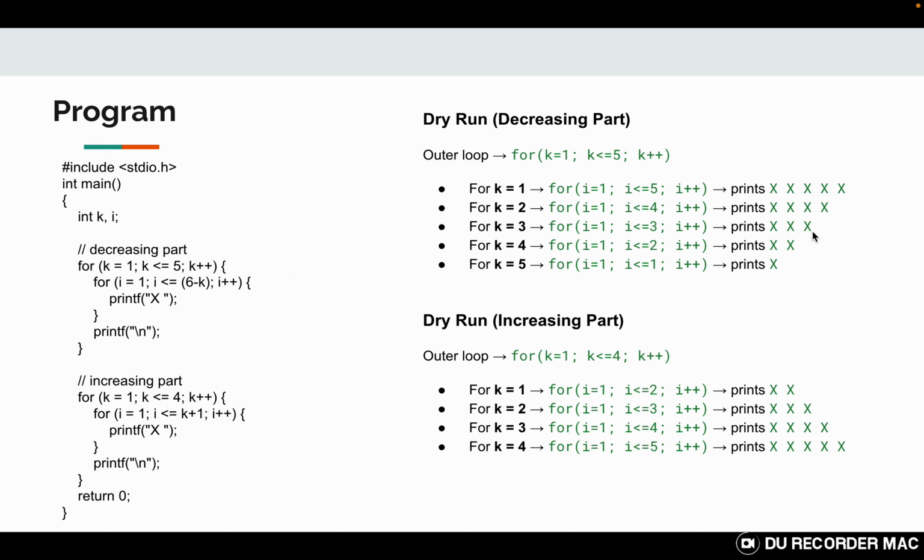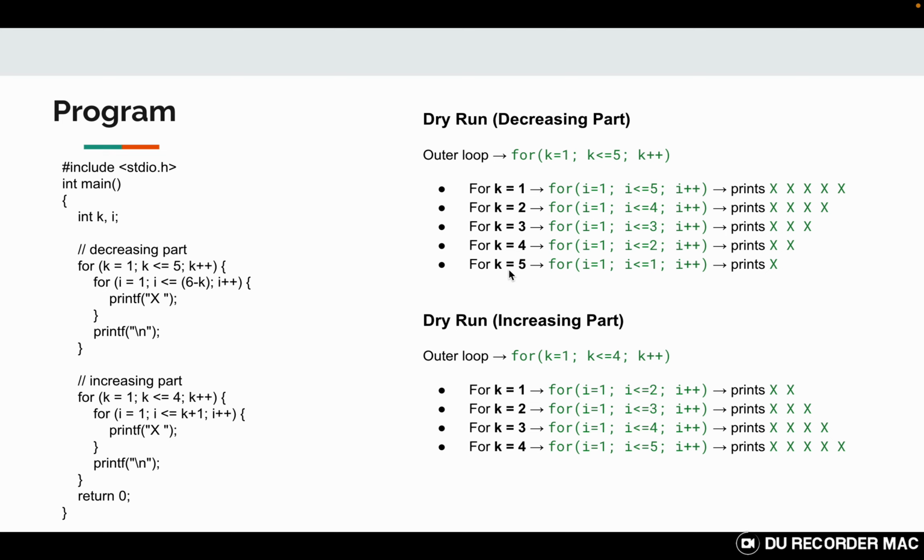Then again the cursor is here. The loop terminates, and then it will come out here, and then it will bring the cursor to the next line. Now the k value is 4. When the k value is 4, 6 minus 4 will become 2, and the loop will go from i is equal to 1 to i less than or equal to 2. That means this loop will run 2 times. When this loop runs for the 2 times, it will print 2x.